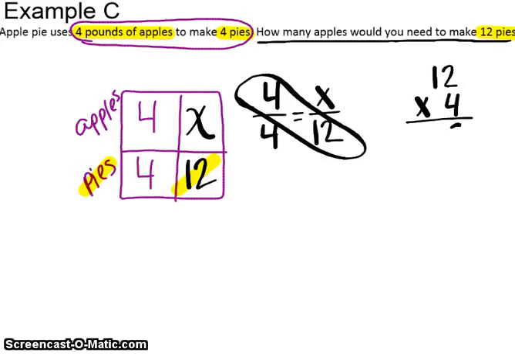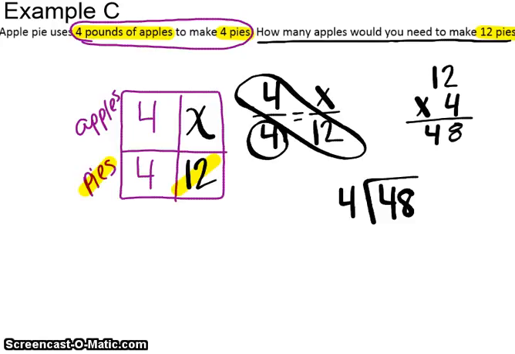Well, 4 times 2 is 8. And 4 times 1 is 4. So I get 48. But I also have to divide this by 4. So I take that 48 and I'm going to divide that by 4. So I'm going to put that 4 on the outside. 4 goes into 4 one time. And I'm left over with 0.